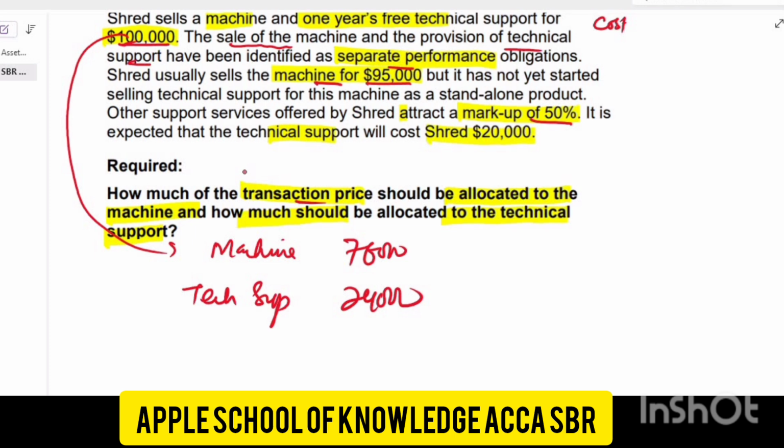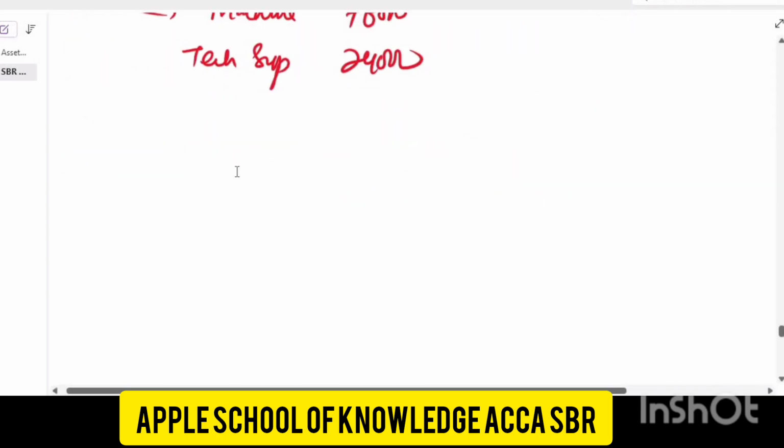So the machine is recognized at the point that you see here: usually you sell the machine, 95%, and the sale of the machine, the provision of the technical support. So when the machine is delivered, then you have to recognize the revenue at the point of the transfer of the machine, and then technical support over a period of time simultaneously. Clear? Now let's move on.